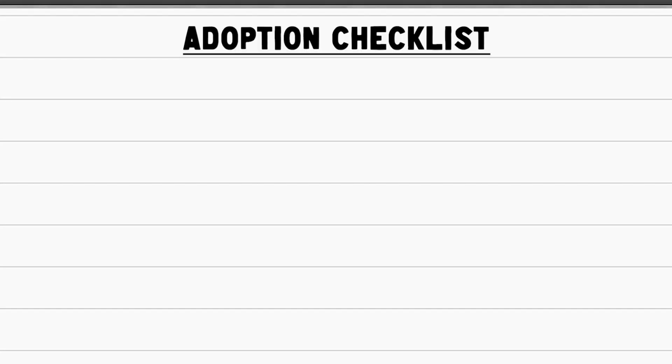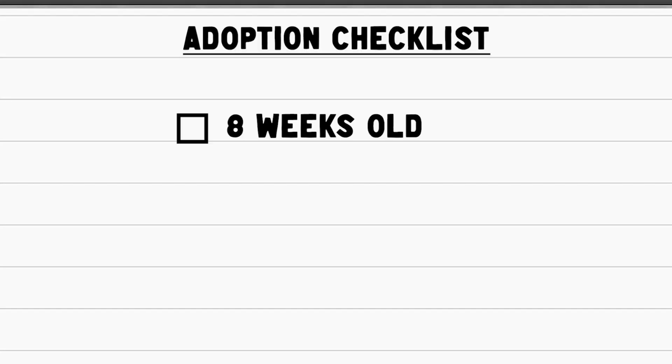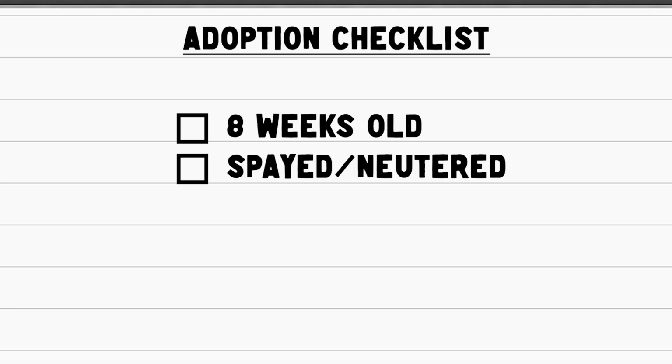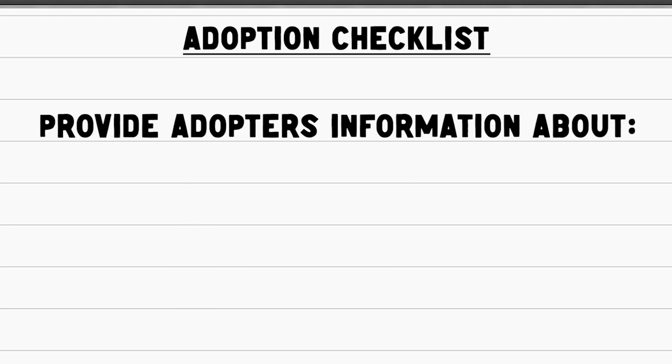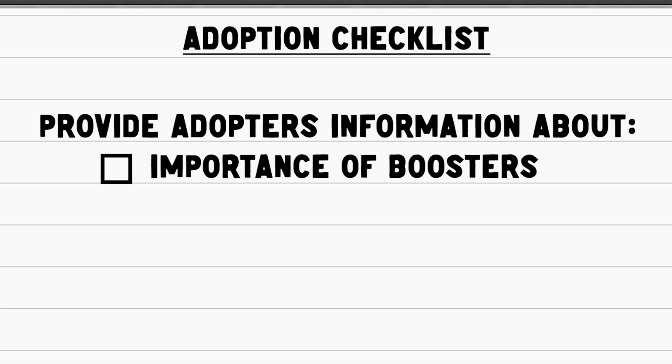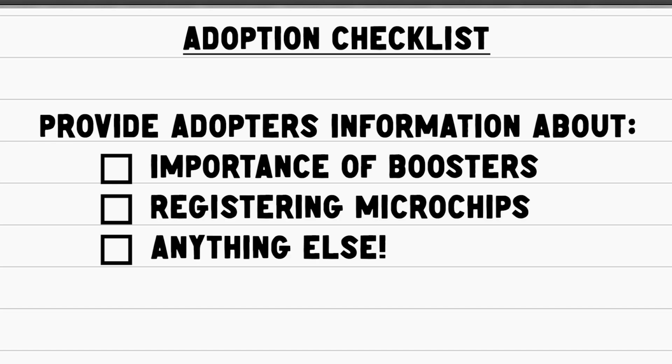As for the adoption itself, I of course recommend that you adopt your kittens out after they are 8 weeks old, spayed or neutered, vaccinated, dewormed, and in general good health. Please provide adopters with information about the importance of their booster shots and other things that they'll need to do, like registering microchips or anything else that you're recommending. Ultimately, everybody does adoptions differently, but I hope that learning about how I do mine has given you some ideas that you can use.